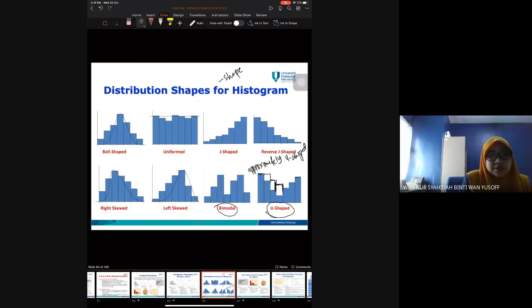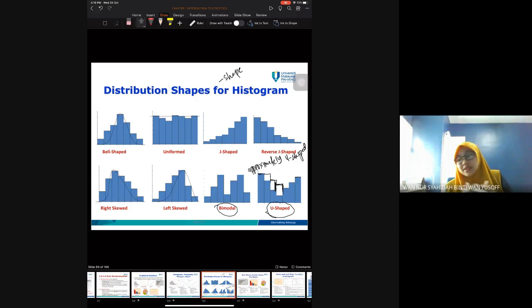Okay, approximately U shape. And the histogram here, how we determine the pattern is based on our eyes, how we visualize that one, how we see those patterns based on the visualization. When we discuss mean, median, mode, that is another way to determine the shape, so we can confirm using that. The histogram is more for visualization, how we see that pattern.